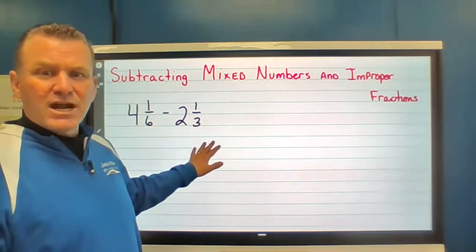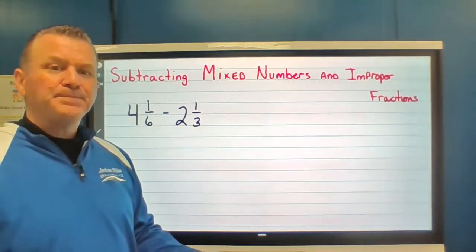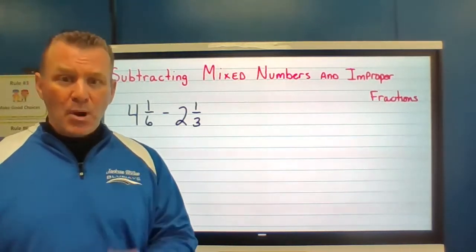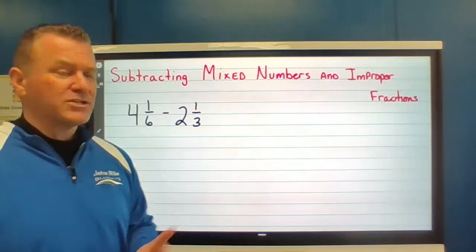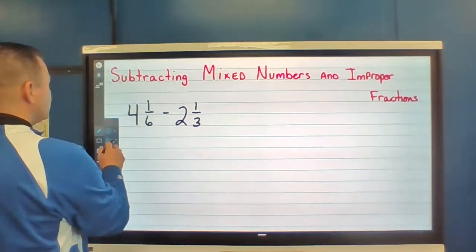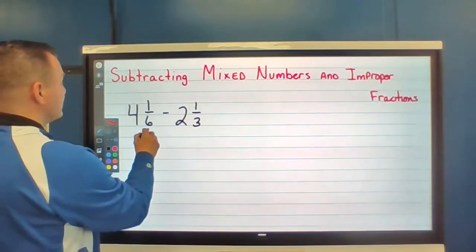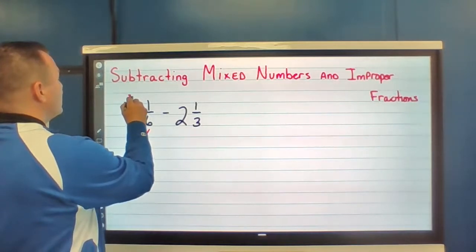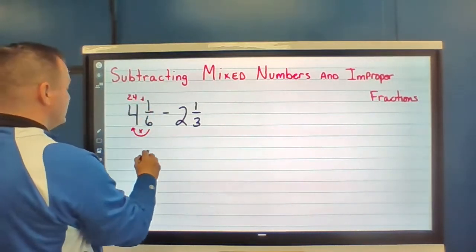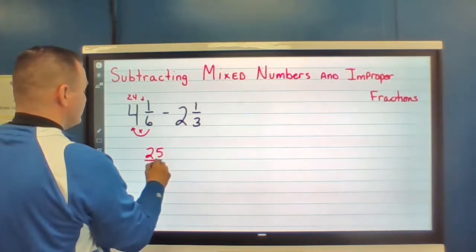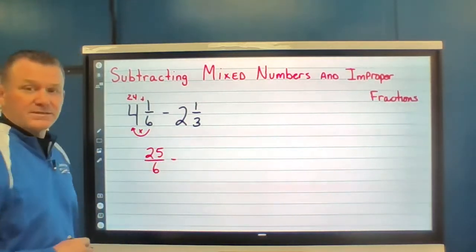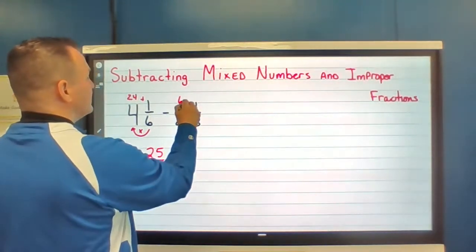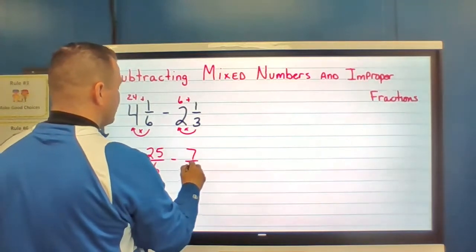So when you see a subtraction of a mixed number and a mixed number, or a mixed number and an improper fraction, which I'll do next, I want you to convert both, in this instance, to improper fractions first. So I would take and convert 4 1/6. 4 times 6 is 24, plus 1 is 25/6, minus 3 times 2 is 6, plus 1 is 7/3.